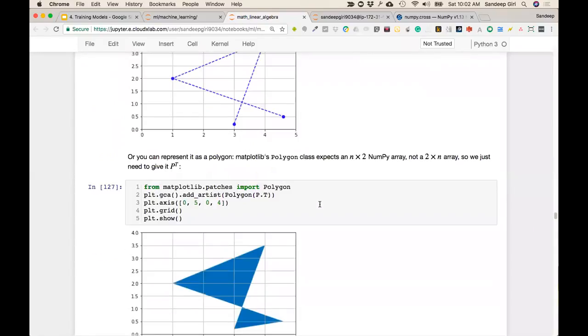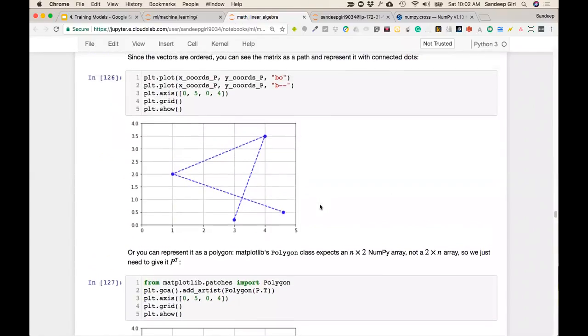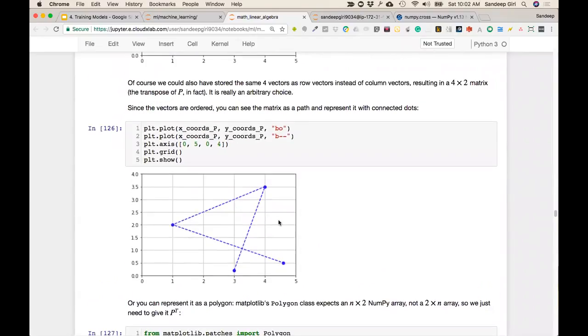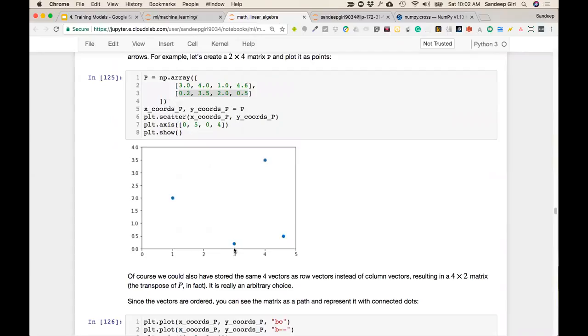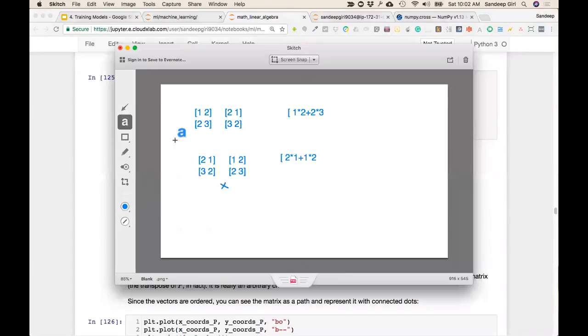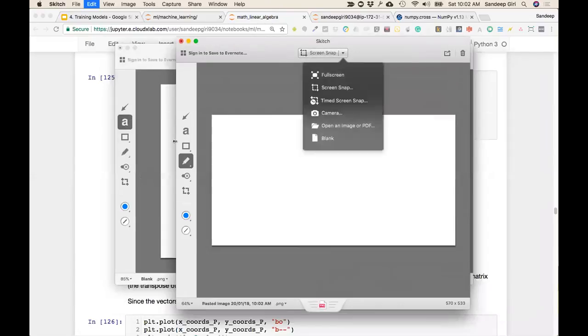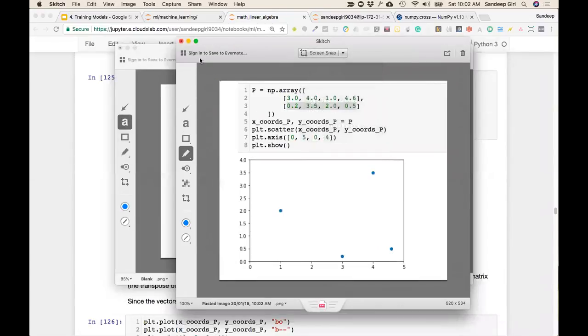So what it had done is like this, right? These are the four coordinates: 3 and 4, 3 and 0.2, then 4 and 3.5. Correct. And then what it has done is, okay, I think this will make more sense to you.